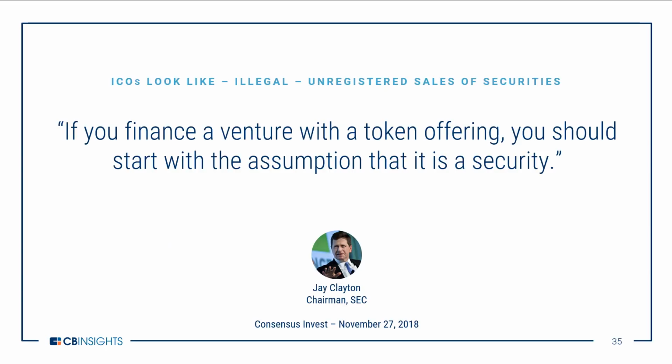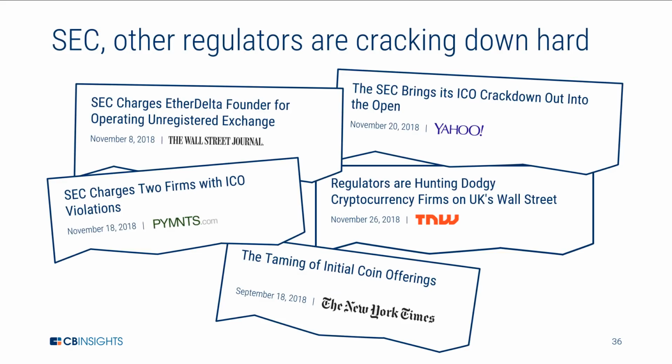And just to give a sense of the regulatory hot water many of these companies now find themselves in, here's a recent quote from Jay Clayton, chairman of the SEC. If you finance a venture with a token offering, you should start with the assumption that it is a security. Many of the companies that launched did not think they were issuing securities and therefore offered illegal, unregistered securities. This has led to a broad crackdown on the funding mechanism, on ICOs, with the SEC starting to charge certain companies with unregistered securities offerings and subpoena lots of others.